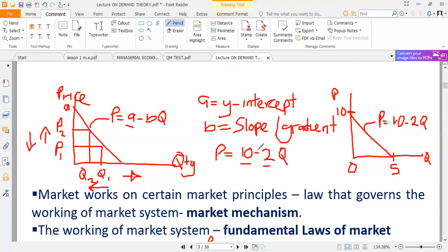Our P is equal to 10 minus 2Q. So if you want to plot this, the first thing is we put the letters on one side. P plus 2Q is equal to 10. And what number is here? Is a 1. 1 into 10 is 10. That's why we put it here at 10. Then on the Q, what number is there? We have a 2. 2 into 10, that's where the 5 is coming from. You see the gradient here is what? Is a negative.